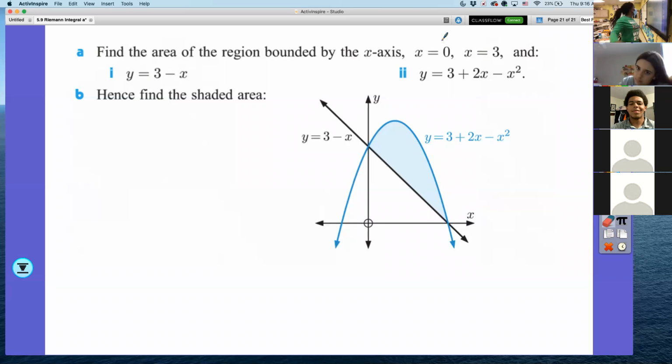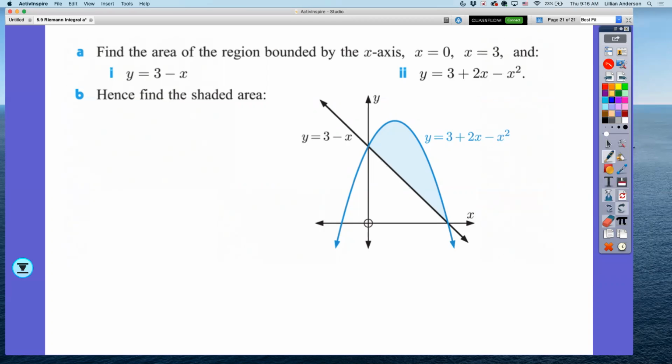So you're asked to find the area of the region bounded by the x-axis, x equals 0, x equals 3, and each of these functions. So in part A(i), you're finding the area bounded by x equals 0, x equals 3, which is that point here, the x-axis, and the curve. So that's what you are finding the area of.